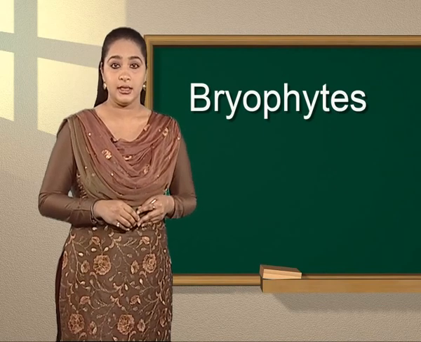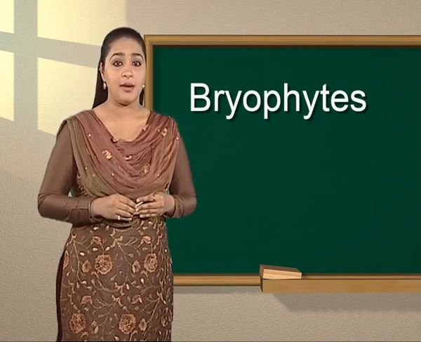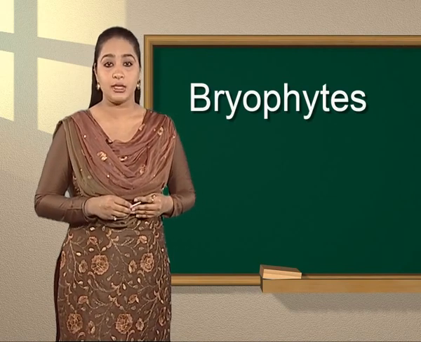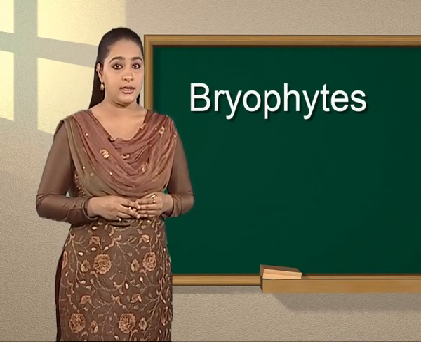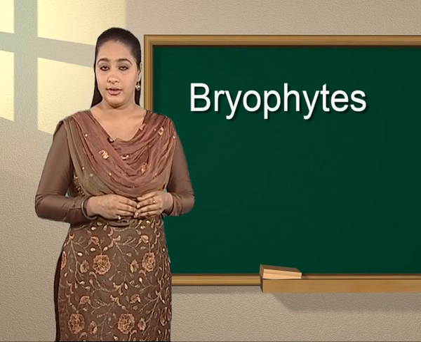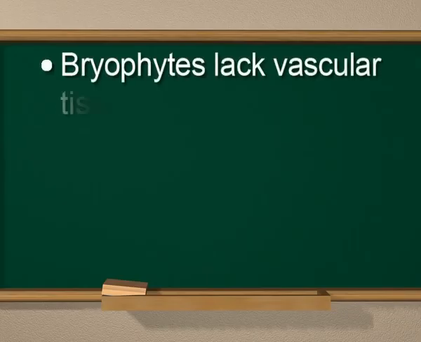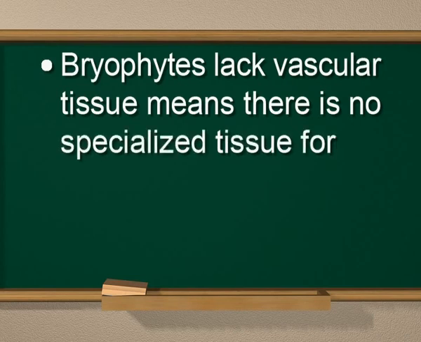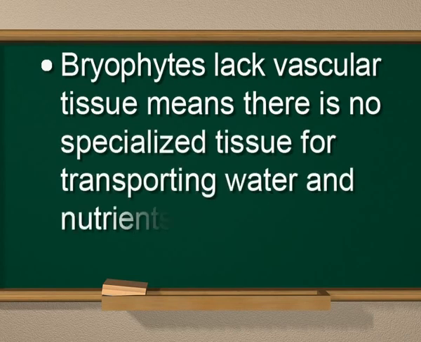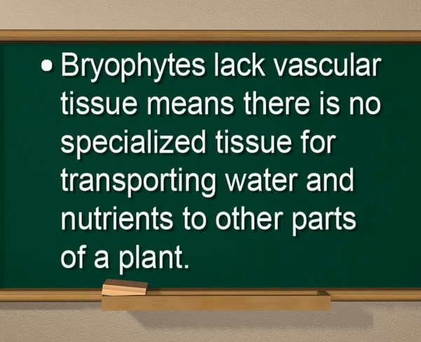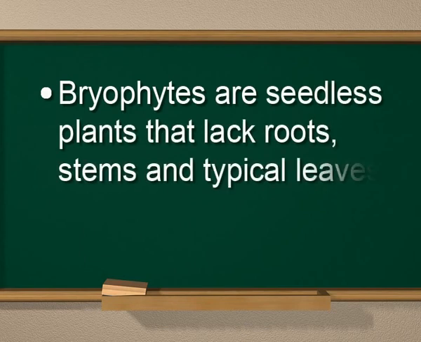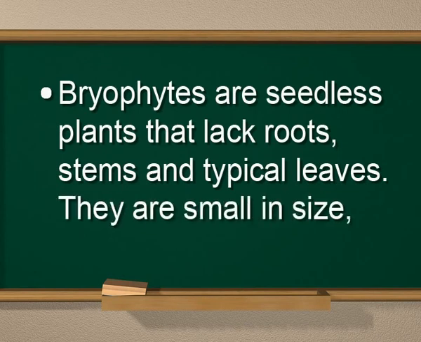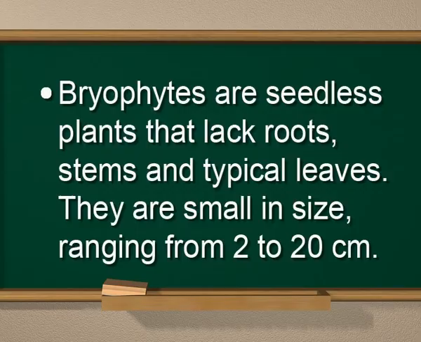And my next question is, name the plant in which rhizoids are multicellular. And the answer of this question is, Funaria is the plant in which rhizoids are multicellular. My another question is, list two characteristics of bryophytes. The answer is, bryophytes lack vascular tissue, means there is no specialized tissue for transporting water and nutrients to other parts of a plant. Bryophytes are seedless plants that lack roots, stems and typical leaves. They are small in size, ranging from 2 to 20 centimeters.